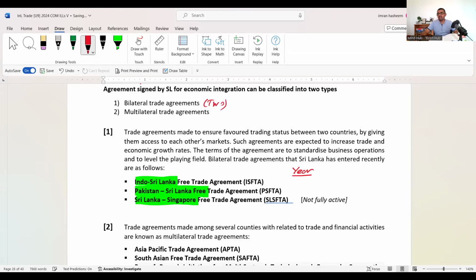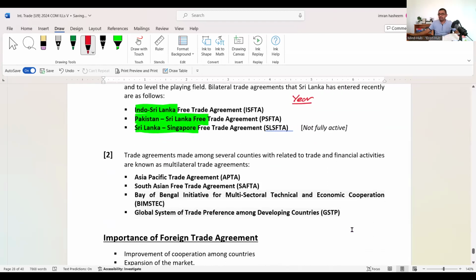Now, is that clear? Sorry, there was a lag in the slide. Two countries. Multilateral doesn't mean many countries. Multilateral means with some kind of a trade organization or some kind of a trade block. Get it? Integration.